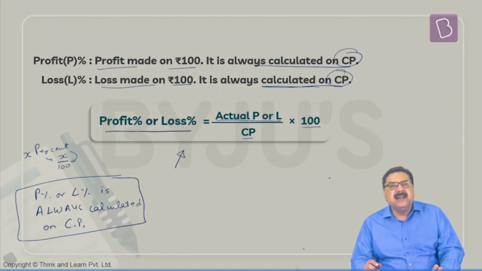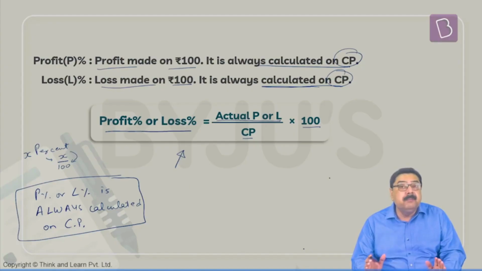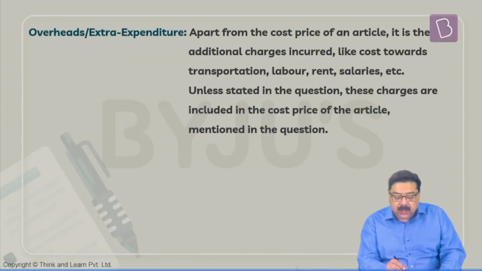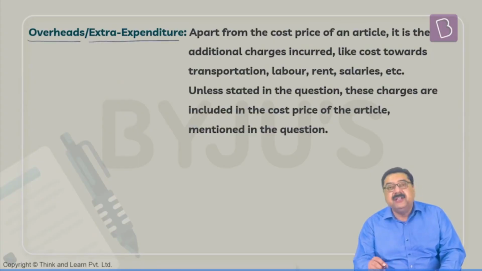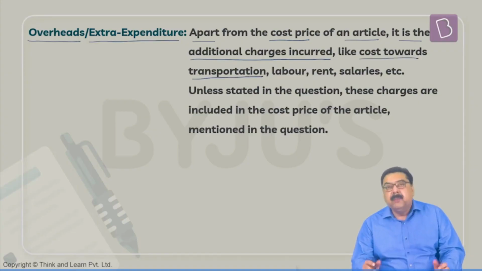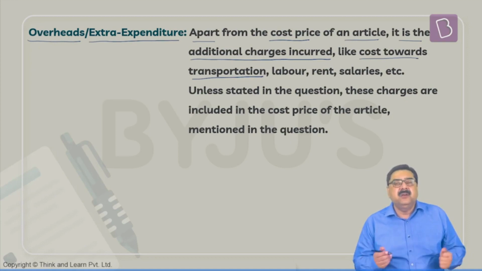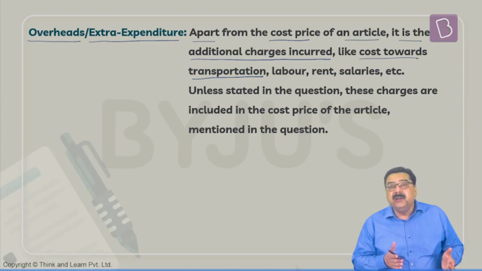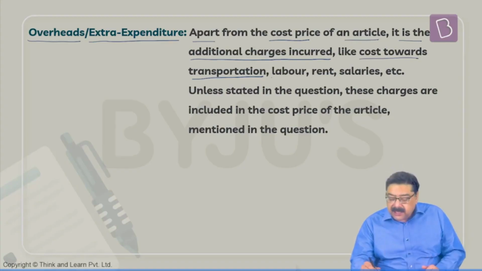So these are a few basics that you must be acquainted with. This is a quick brush up of the terminology that would be used in profit and loss. Furthermore, what are overheads or extra expenditure? Apart from the cost price of an article, it is the additional charges incurred. Now, what are those additional charges? What could these be? Like cost towards transportation. You buy a refrigerator for rupees 10,000. Then from the market to your home, it needs to be transported, so there would be some expenditure that you would incur towards that. Then you would pay the labor also.